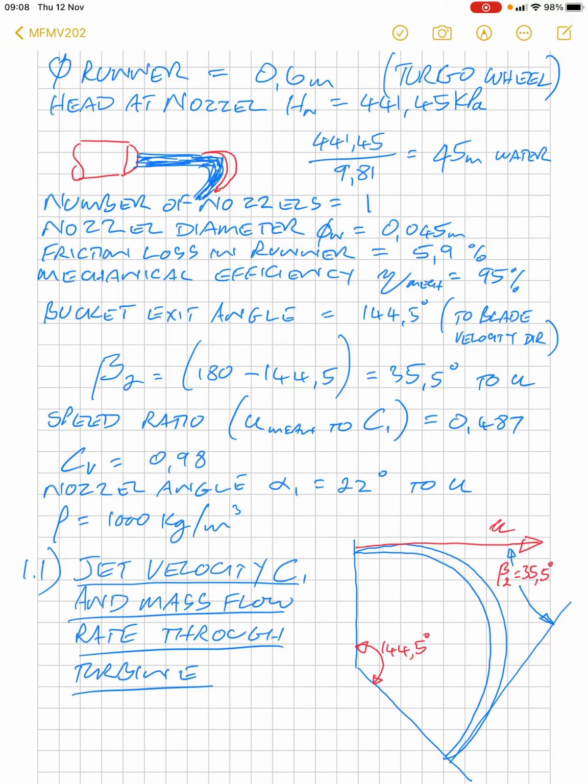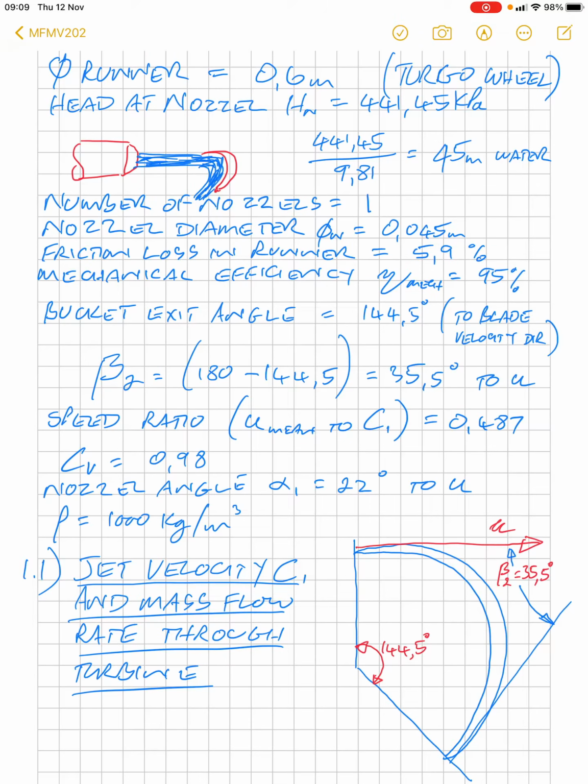So the bucket exit angle is 144.5 degrees. And in the diagram that I've drawn below, you can see where we measure it, 144.5 degrees. And it's relative to the direction of movement of the blade, which is small letter u. That's the blade velocity. Alright, so beta 2, if we subtract that from 180, we get 35.5 degrees, and that is the angle beta 2.